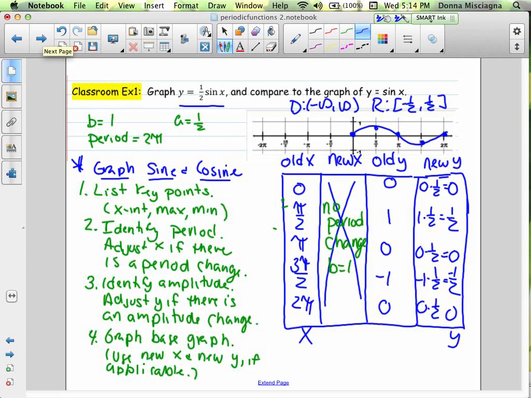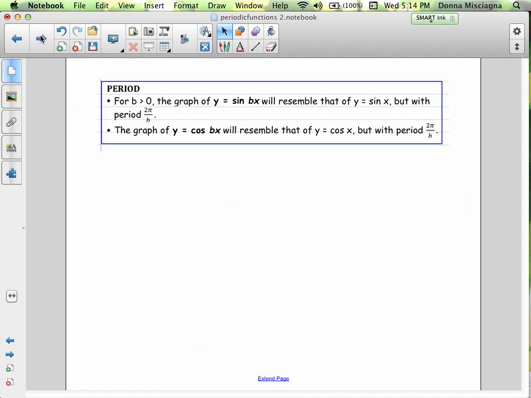All right? So we're always going to have those 4 columns. Sometimes there's not a new x because we didn't do any period changes. And sometimes there's not a new y because we didn't have any amplitude changes. Oh, I feel so bad. I wrote the wrong thing in the column. I meant to write no period change, not no amplitude change. That's all we got here is an amplitude change.